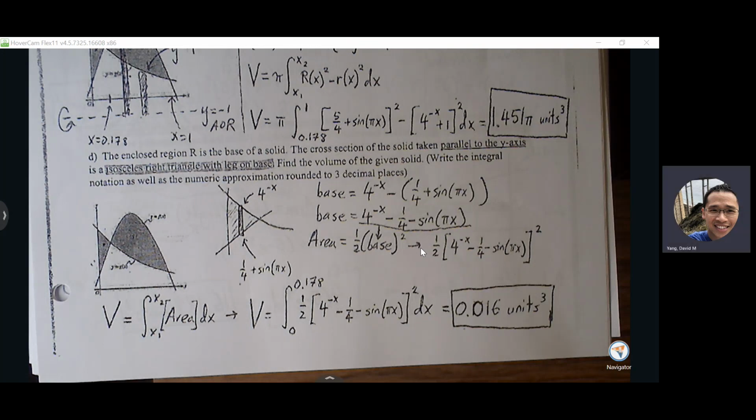So for part D, parallel to the y-axis, that's vertical, so we can just connect the two boundaries in region R. That will be your base length. And once you have your base length, then you can insert it into the appropriate area formula. Isosceles right triangle with leg on base is 1/2 base squared. And if you use the bounds that you've already gathered from part A, push that area into a volume formula by including the integral. That's it.